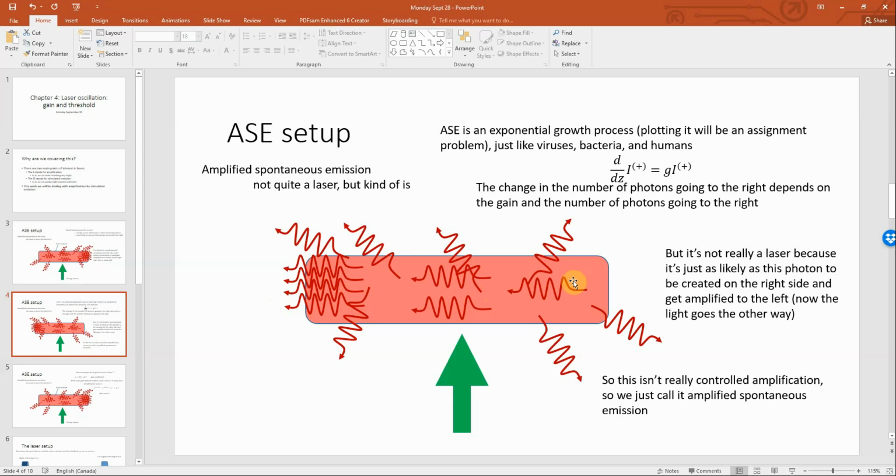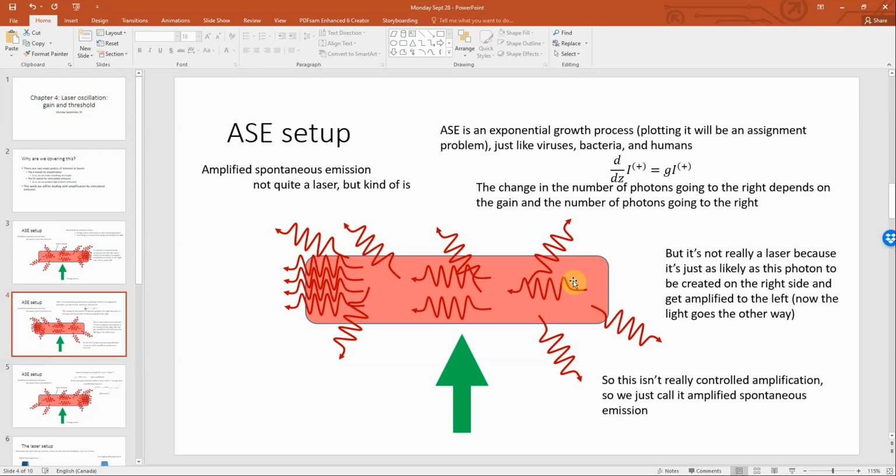So ASE, as I say, is exponential growth. It's an exponential growth process. And this will be an assignment problem of plotting an exponential growth process. But this exponential growth happens just like viruses, bacteria, and humans. I'm sure you might have noticed that at the beginning of this COVID epidemic, there was exponential growth in the number of COVID cases.